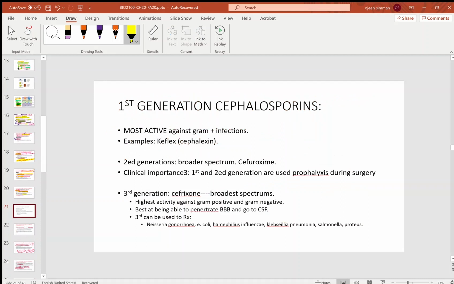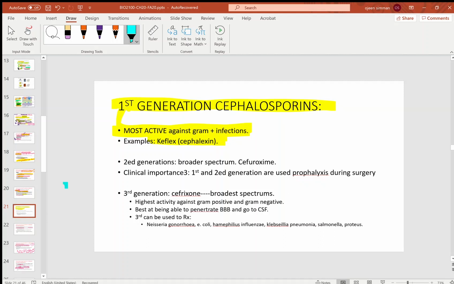So let's go over this. The first generation cephalosporins are active against gram-positive infections. For example, cephalexin, which is Keflex. You guys have probably heard of this one.